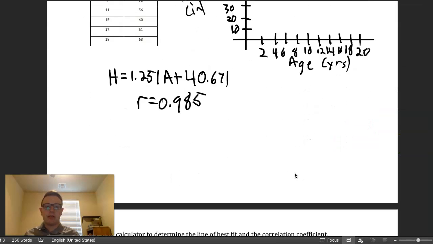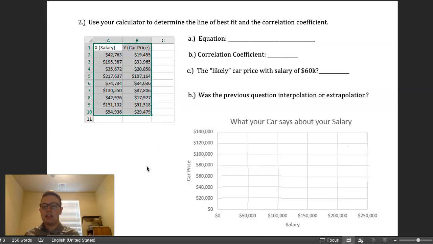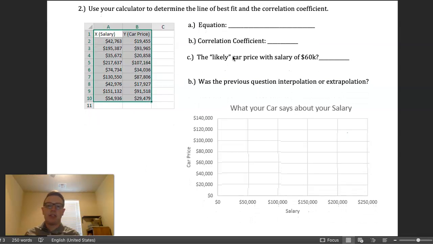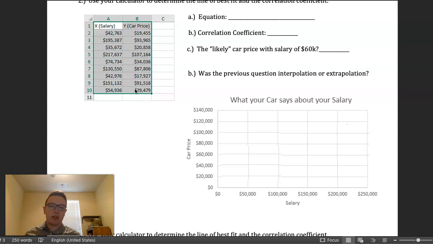Now let's do another problem. For this one, we do need to make a scatter plot, so we'll start there. We'll make the equation. Then we have a couple of more questions. But let's get started with the scatter plot. Go ahead and make your own. I'll come back and fill this out when I am done. And so what you end up with is some sort of scatter plot that looks like this.